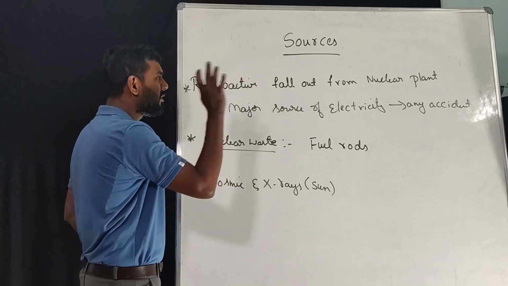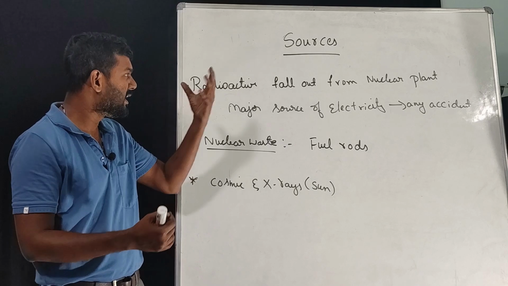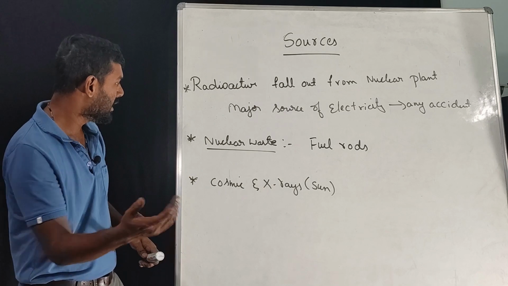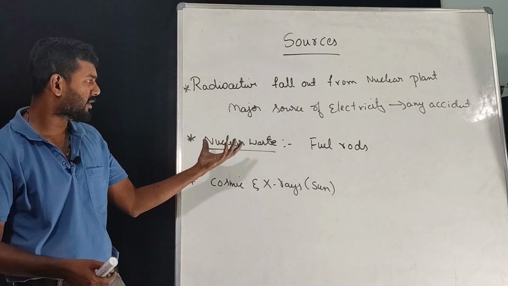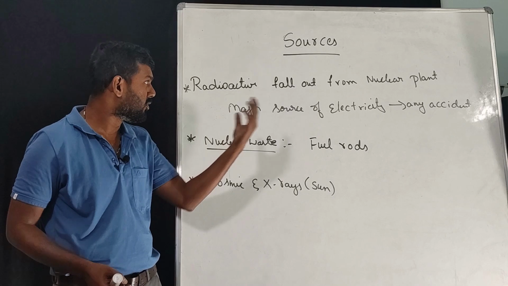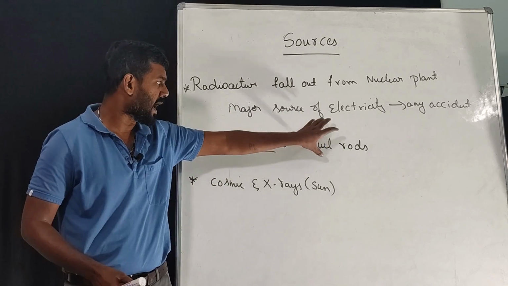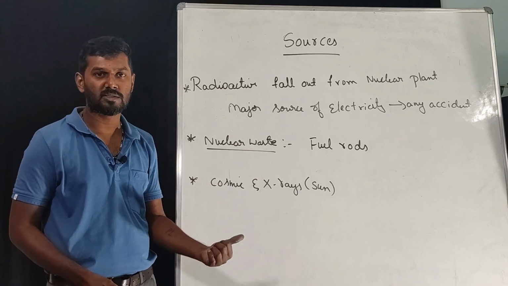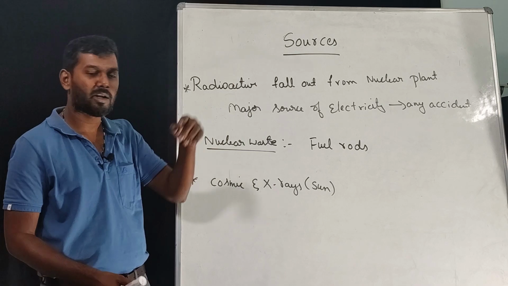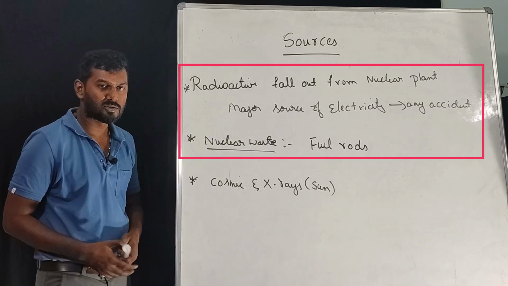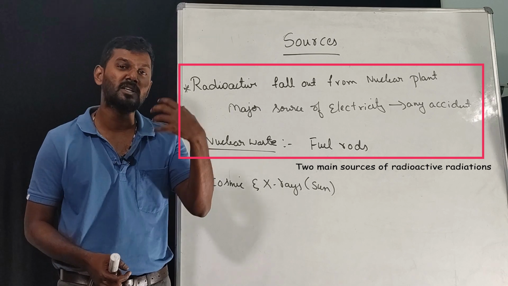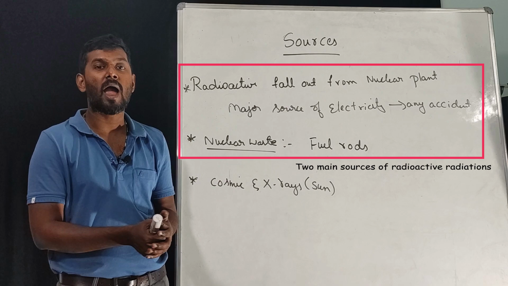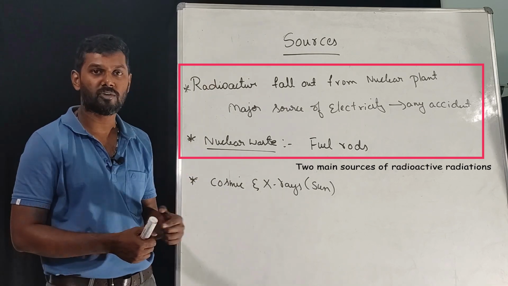During that, if any accident happens, these radiations will escape. That is nothing but radioactive fallout from a nuclear power plant. Next, nuclear waste. In the nuclear waste, it is based on the fuel rods. In the nuclear plant, we use fuel rods. When these fuel rods become inefficient, we call it nuclear waste. So this is one source of radioactive elements. Then cosmic rays and X-rays, which we get from the sun. When they enter the Earth's atmosphere, they still have some radioactive properties. So these are the different sources.